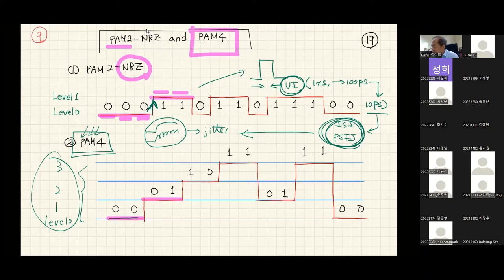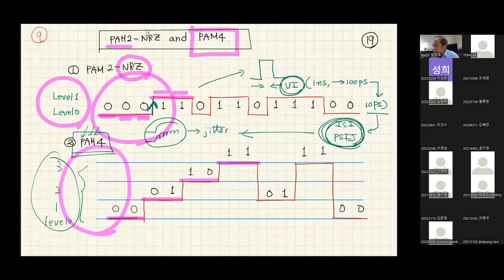If the 2-bit data is 01, it's gonna be level 2. If the 2-bit data is 11, it's gonna be level 3. So in the previous eye diagram, we had only two levels. But in this case, the eye diagram is representing 2-bit information. 2-bit digital information means four different levels. Because of this random nature, it may have many different level changes. Sometimes it may have one level change. Sometimes it may have two level changes. Sometimes it may have three level changes.